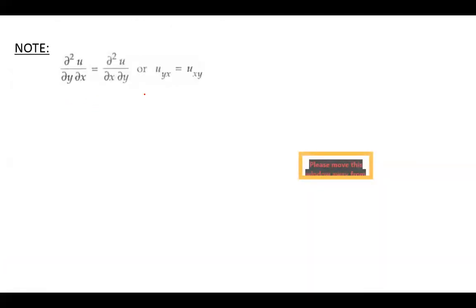Here is an important note. The order in which we differentiate partially in mixed derivatives is immaterial. That is, if you find uyx or uxy, both will give you the same result.